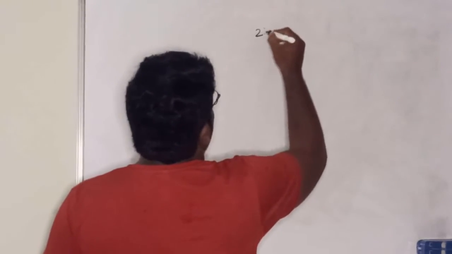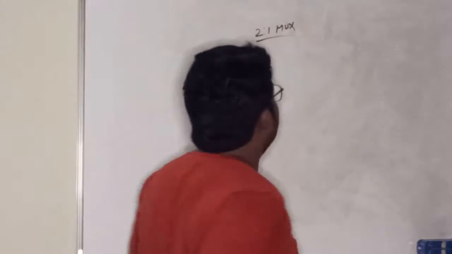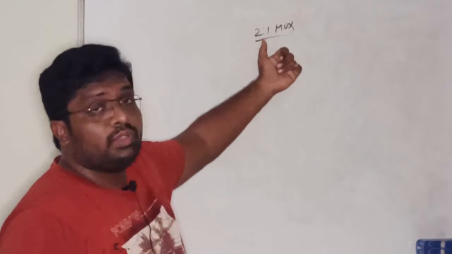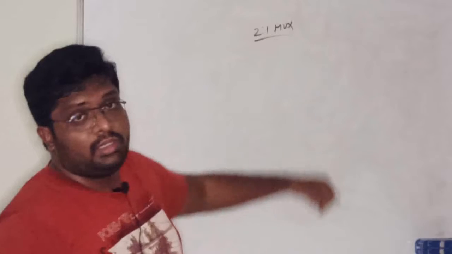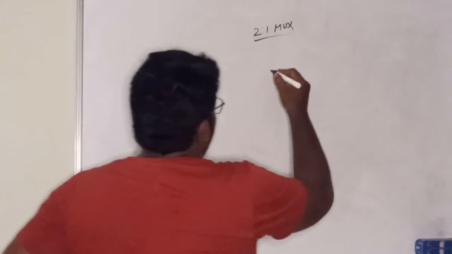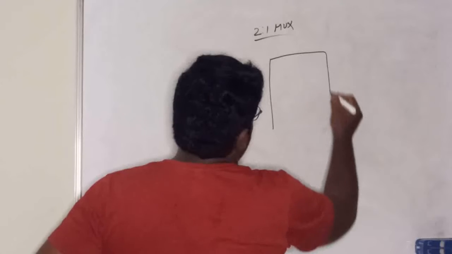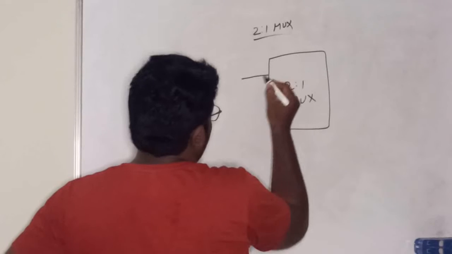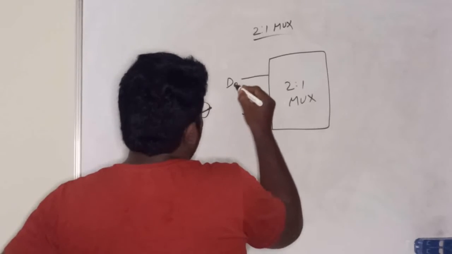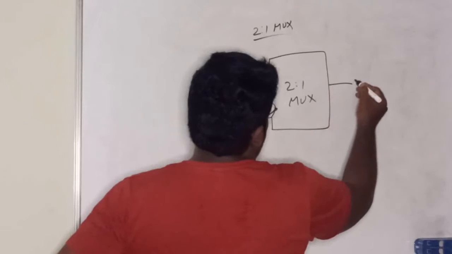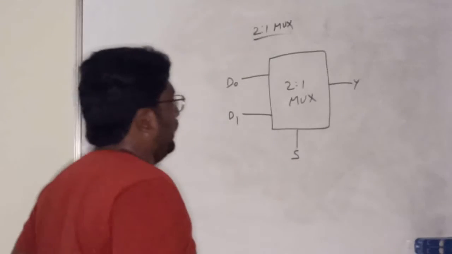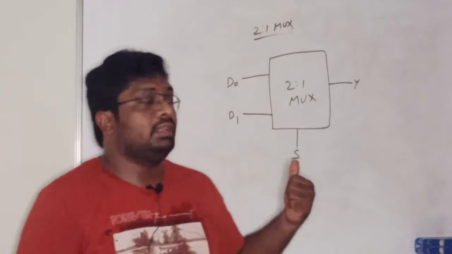Now the 2:1 multiplexer. As its name represents, here we have two data lines and one output. This is the block diagram for the 2:1 mux. Here we have two inputs D0 and D1, one output Y and one select line, or control line.